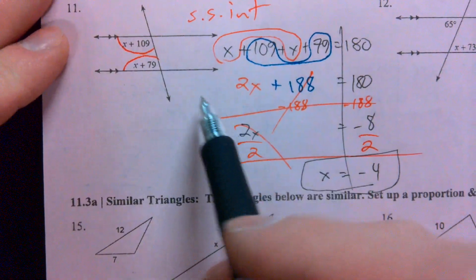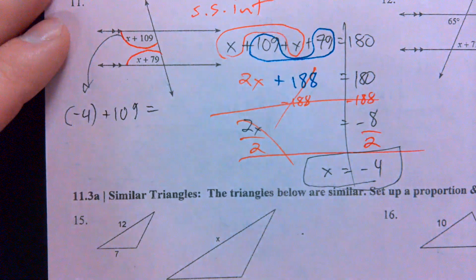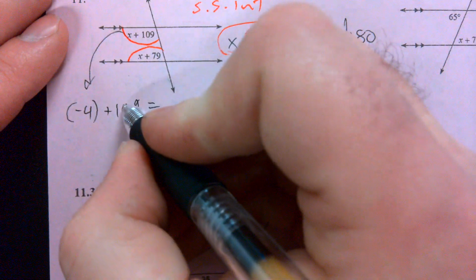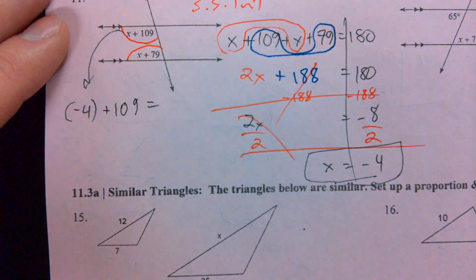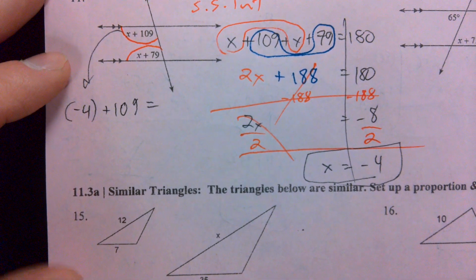So what are these angles? Let's see. This first one is x plus 109. Well, what is negative 4 plus 109? Well, what's 109 minus 4?